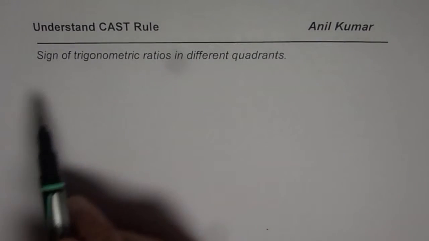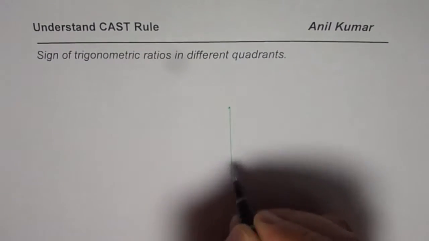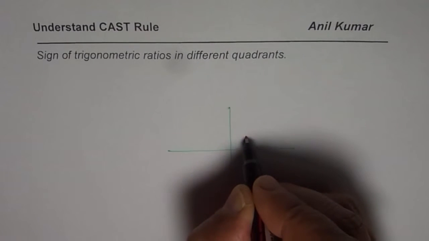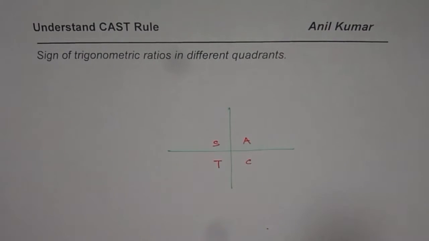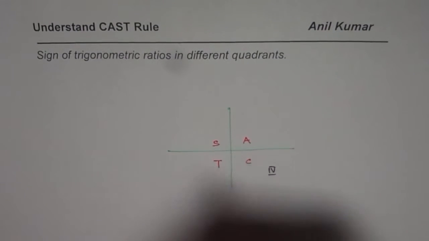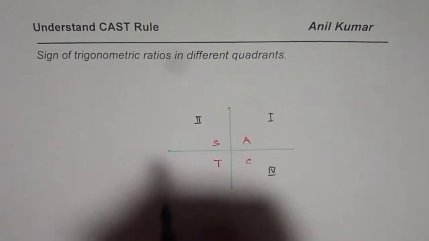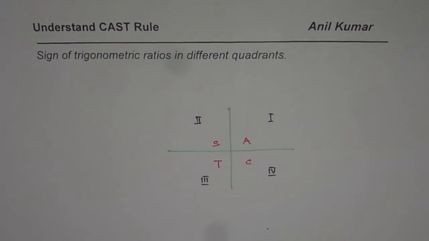Now, as you know, the CAST rule tells us the sign of a trigonometric ratio in different quadrants. That is to say, if I have a coordinate plane which can be divided into four parts, then with the help of the CAST rule we can find the sign of a trigonometric ratio. We say that in quadrant 4 cosine is positive, in quadrant 1 all are positive, in quadrant 2 only sine is positive, and in quadrant 3 only tan is positive. Now the question is why? This is what we are going to answer in this particular video.